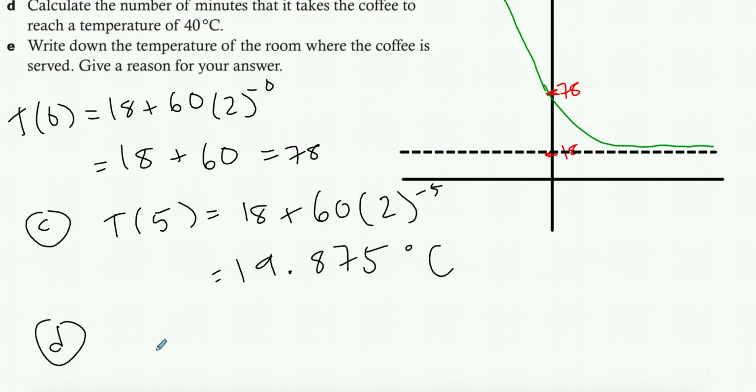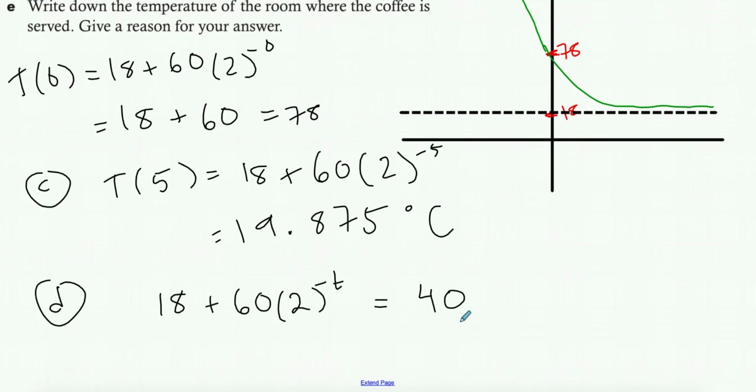Part D gives you the temperature, but it wants you to find the time that would give you this temperature. So actually, there's a specific t. It's like giving you the y and you need to find the x. That's the whole point. And this is equal to 40.